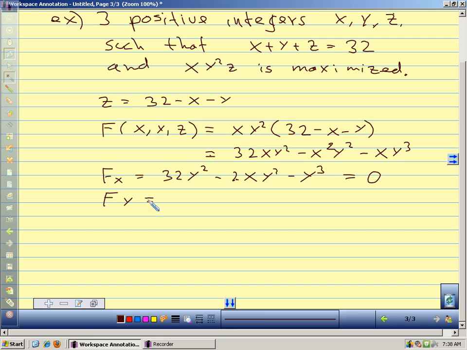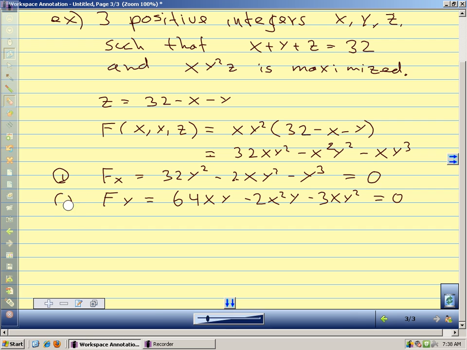F sub y is 64xy minus 2x squared y minus 3xy squared. And that equals 0. So this is where we find our critical points. So let's look at the first equation first. We want to solve that, figure out where this is 0, and then we'll look at the second one.